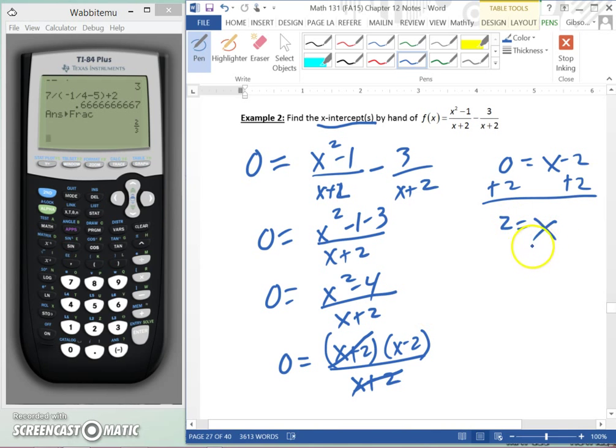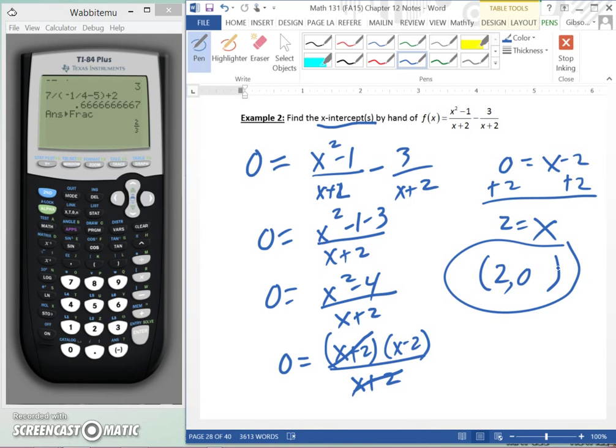Now, since 2 is equal to x, before we write out our final answer, we will look and see whether or not this 2 will make this denominator equal 0. It actually does not, because 2 plus 2 is 4. It does not make the denominator equal 0. So our ordered pair for the x-intercept would be 2, 0. And we are done. Any questions? So the ordered pair is our answer, right? Right. The ordered pair is the final answer.